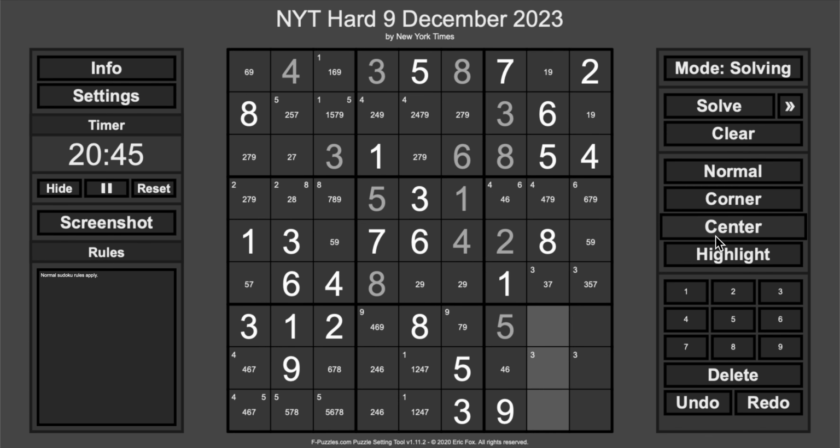Let's see, these cells are not 5, 6, or 8. So you start with 1, 3, 4, 7, 9. Well, this one sees 1 and 3. That one sees a 9, but nothing else. That one sees a 9 and a 3.